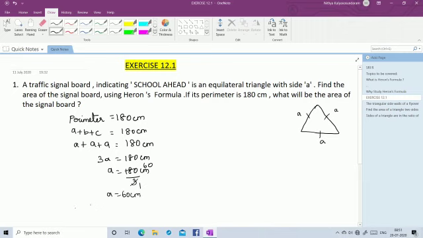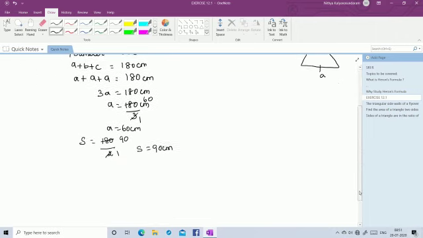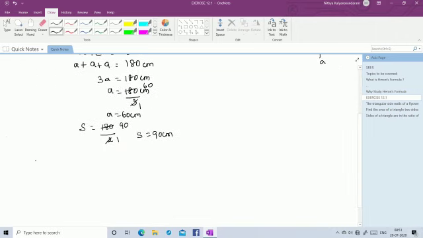And next calculate the semi-perimeter. So s is equal to semi-perimeter, which means half of the perimeter. So 180 by 2. 2 times 9 is 18, add 0. So s is equal to 90 centimeter. So we got s and the sides of the triangle. Next find the area of the triangle.